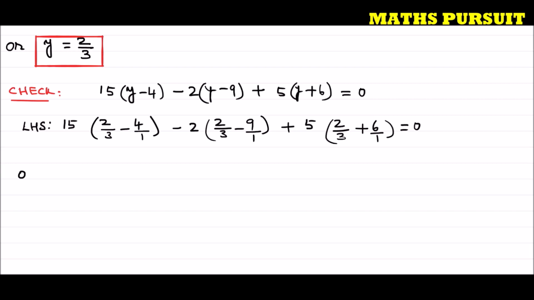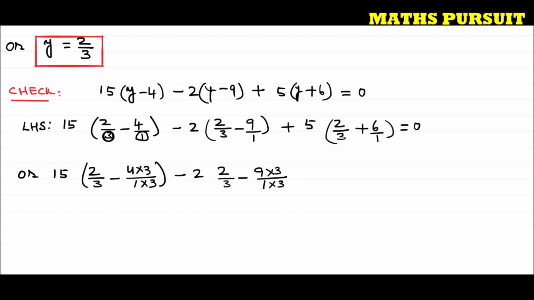Or I can write 15 into 2 upon 3 minus 4 upon 1. Let us make the denominator 3, because our highest denominator here is 3. How can we make the denominator 3? We need to multiply the numerator and denominator by 3. So 4 into 3 divided by 1 into 3, minus 2 into 2 upon 3 minus 9 into 3 divided by 1 into 3, plus 5 into 2 upon 3 plus 6 into 3 divided by 1 into 3, that is equal to 0.